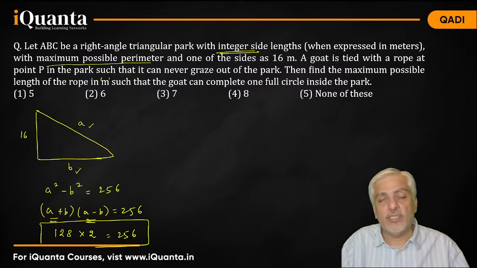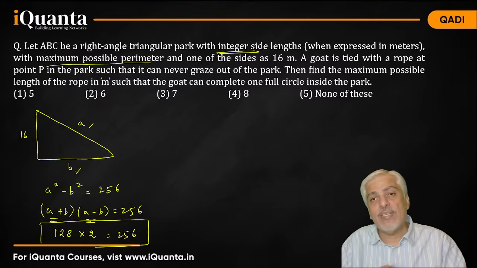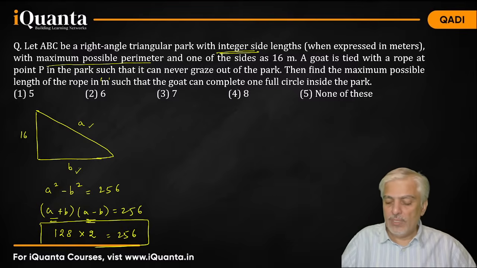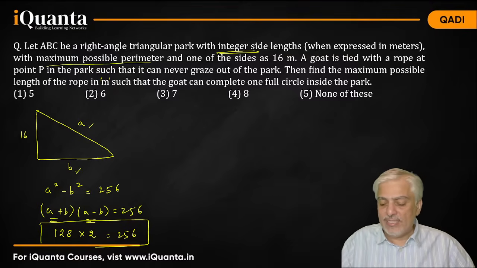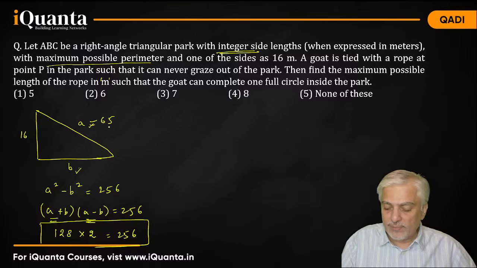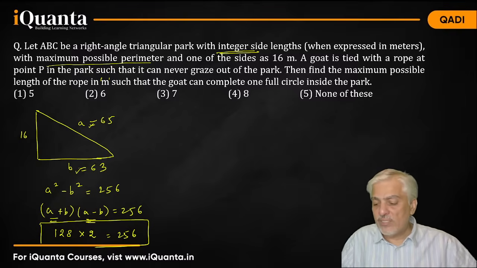I'll repeat the logic. I want A and B to be as close to each other. That is why I'm taking A minus B as 2. I can't take 1 because if I take 1, it will come in decimals. So A plus B is 128, A minus B is 2. So I'll get 65 and 63. So first part I got all the three sides of the triangle.